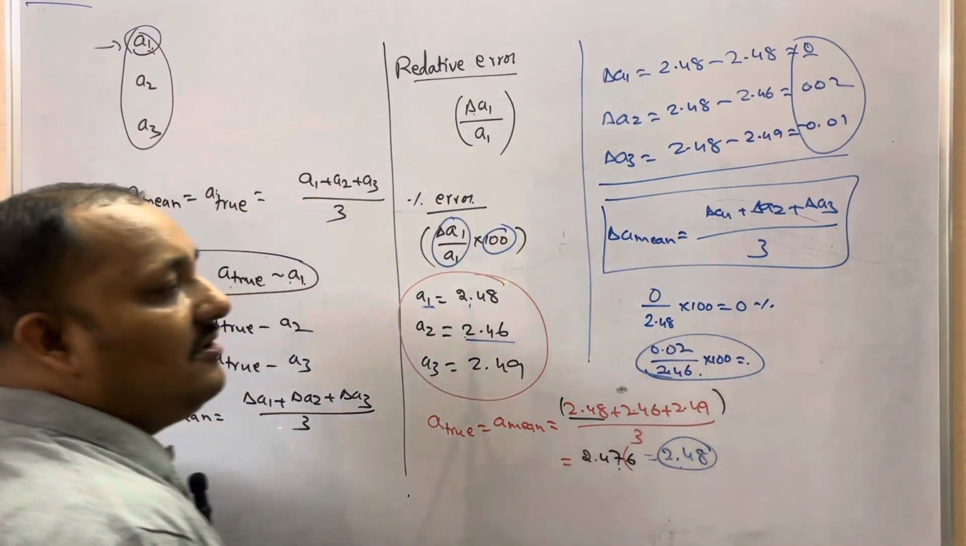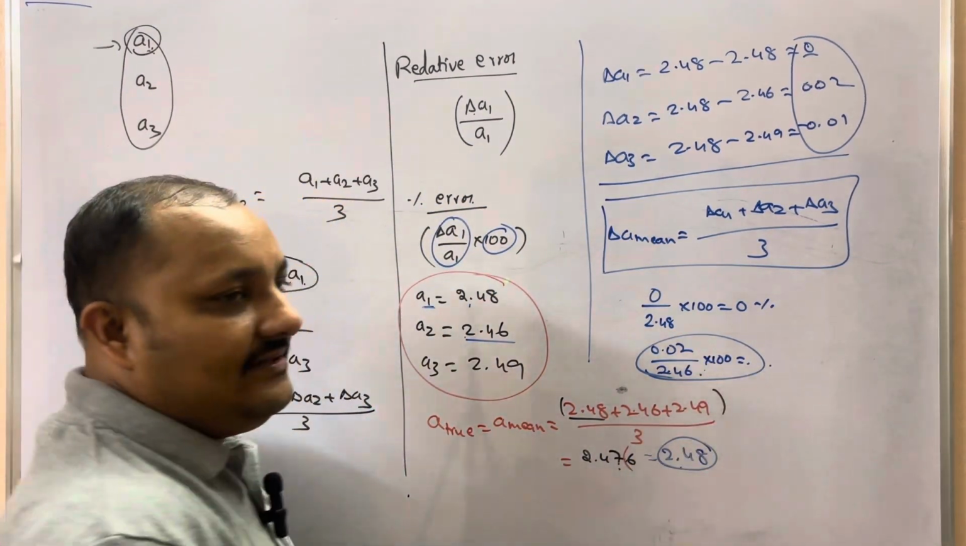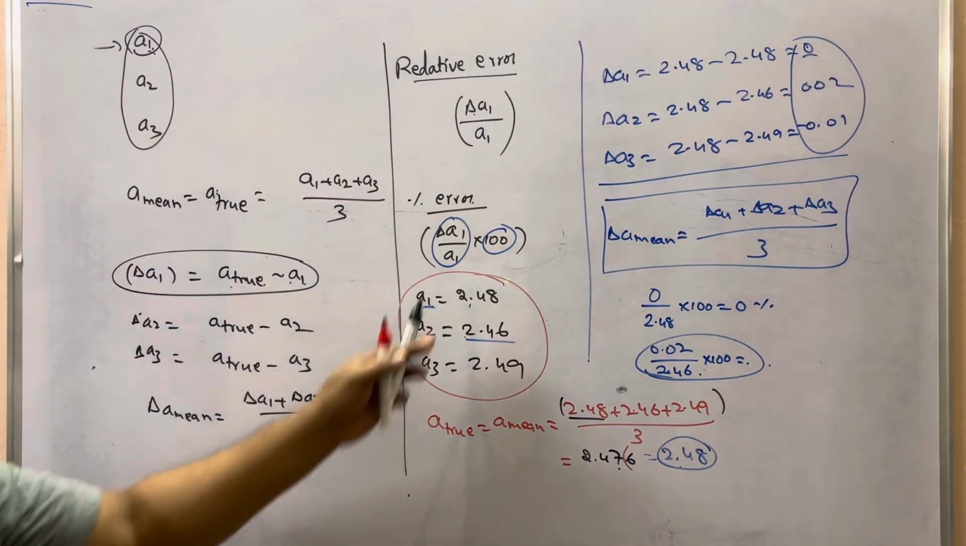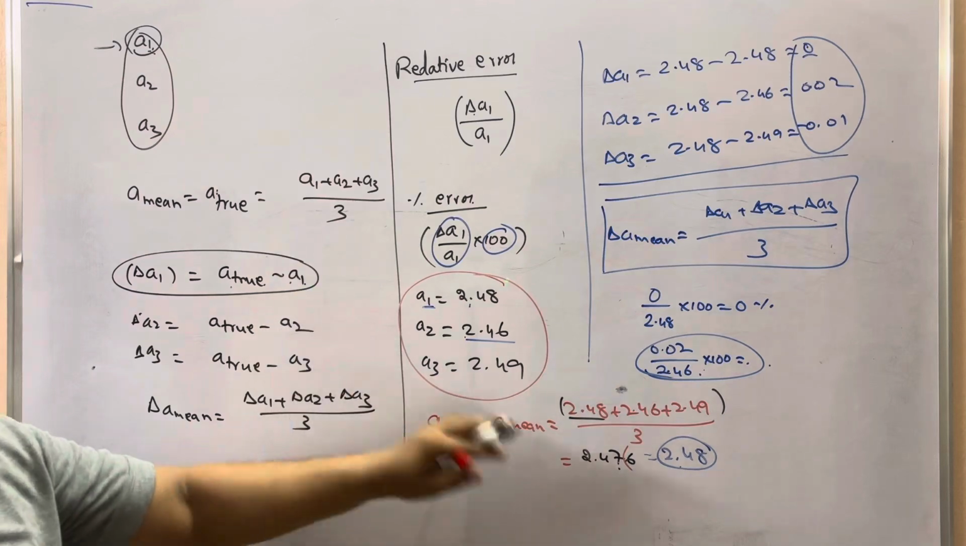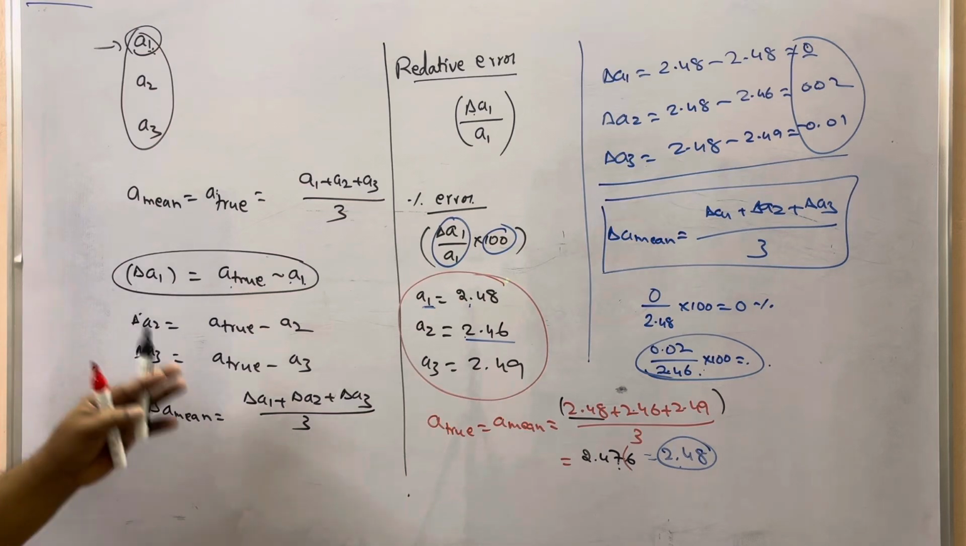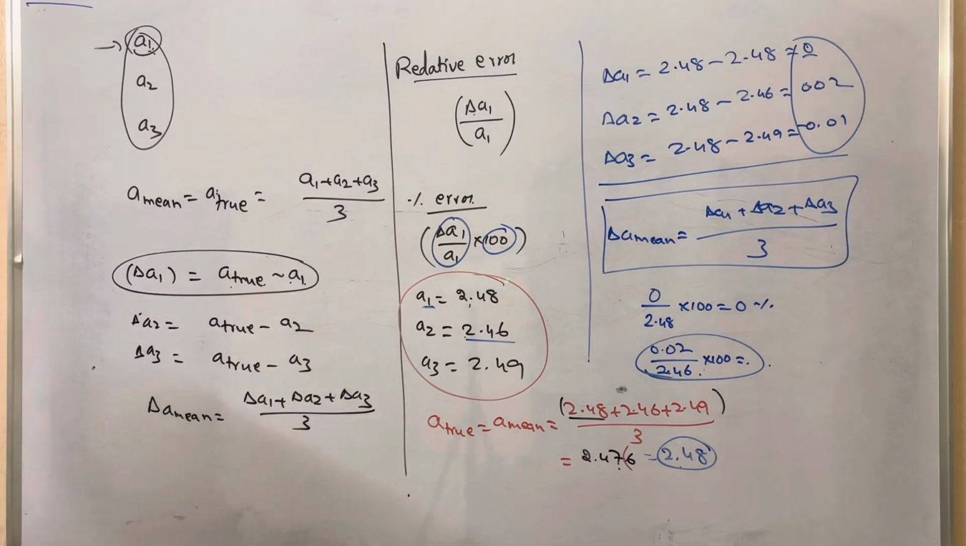You have to solve this carefully whenever you are solving in the exam. These calculations you have to take care of. If you remove the into 100, that is relative error. If you multiply with 100, that is going to be percentage error. So this is about how we get absolute error, relative error, and percentage errors.